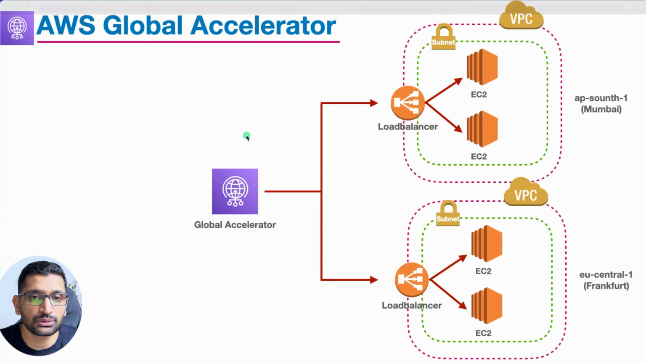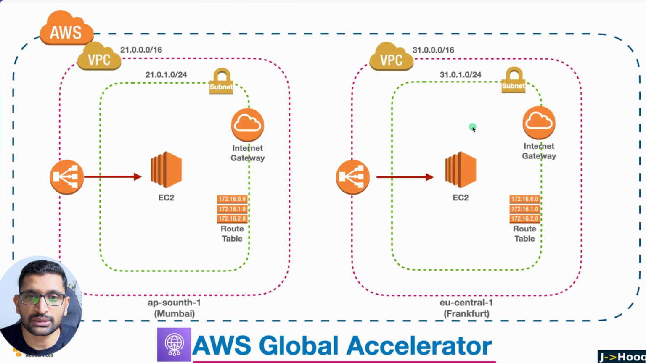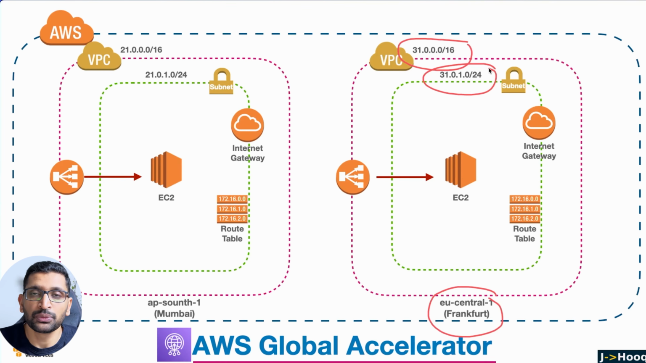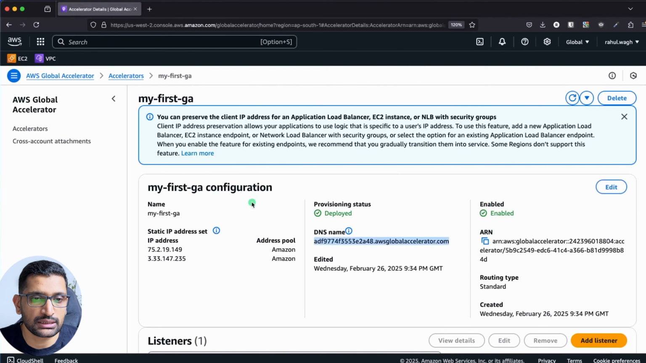I can show you that diagram as well, which is our previous diagram. Here you can see this is our Frankfurt, and the IP range is 31.0.1.x. It can be any IP within that particular subnet. So it should point me to that particular EC2 instance. Okay, anyway, let's test this out.